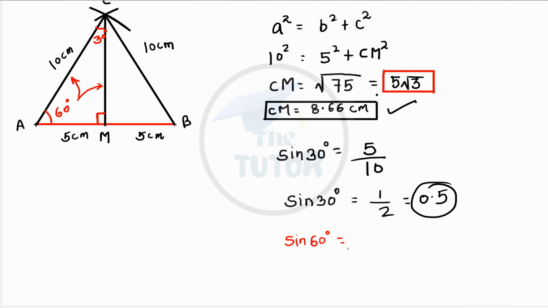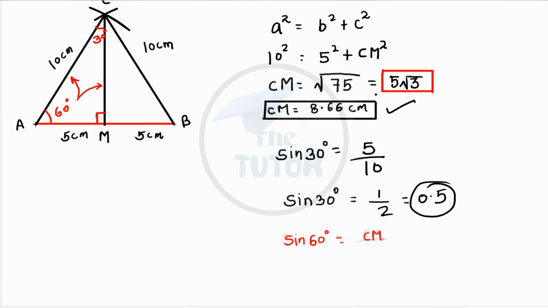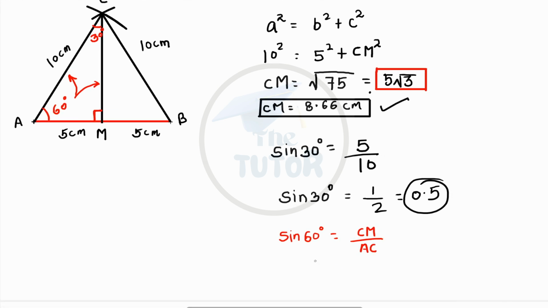For the sine ratio, the ratio is always taken as opposite over hypotenuse. With respect to 60 degrees, opposite is CM over hypotenuse AC. Let's put the values. What is CM? 5 square root of 3. And what is AC? 10. Cancel out 5 and 10, which gives square root of 3 over 2.